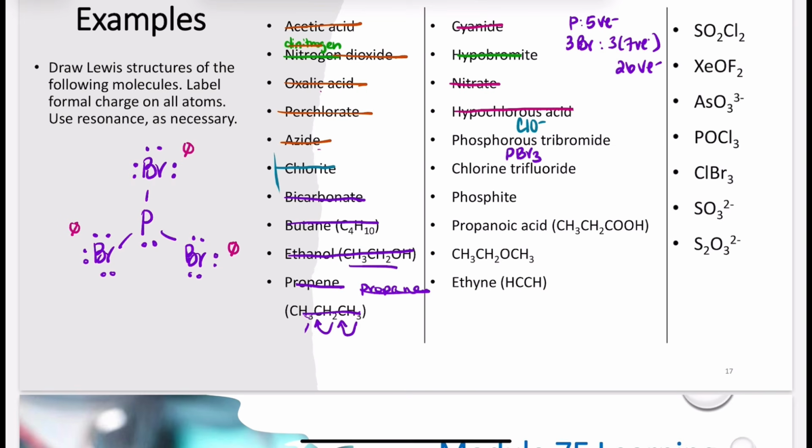Halogens with 3 lone pairs and 1 bond have a 0 formal charge. Phosphorus is like nitrogen. 3 bonds and 1 lone pair, 0 formal charge.